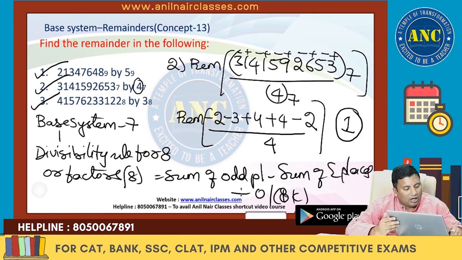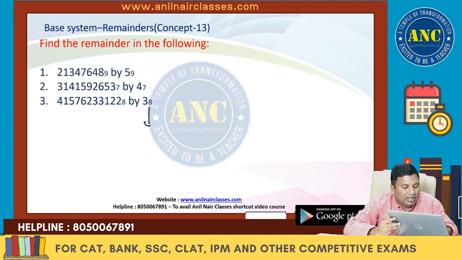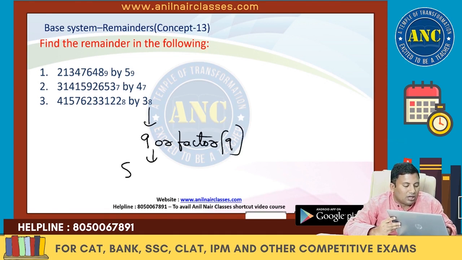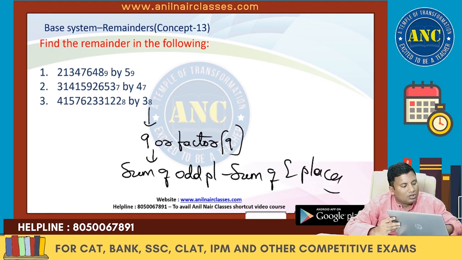Third one, I am directly writing the third one. Why? Because it is in base 8. 8 means 9, factors of 9. Use the rule. Sum of odd places minus sum of even places. So this will be plus minus, plus minus, plus minus, plus minus, plus minus, plus.